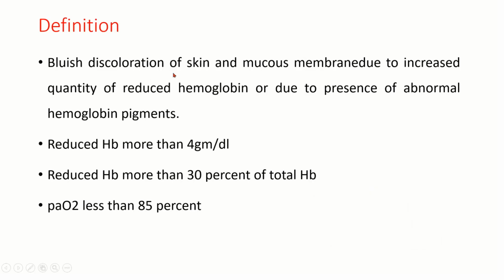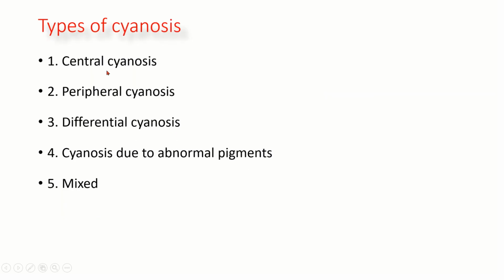Definition: bluish discoloration of skin and mucous membranes due to increased quantity of reduced hemoglobin or due to presence of abnormal hemoglobin pigments. Reduced hemoglobin more than 4 grams per deciliter, reduced hemoglobin more than 30% of total hemoglobin, or PaO2 less than 85%.